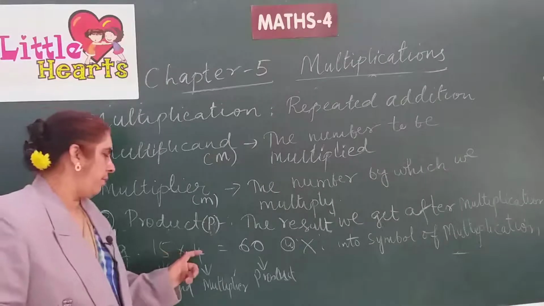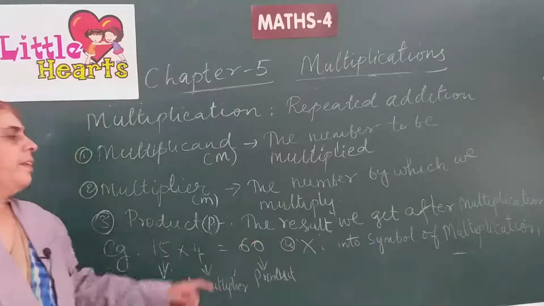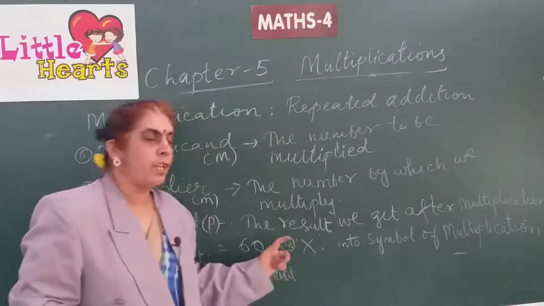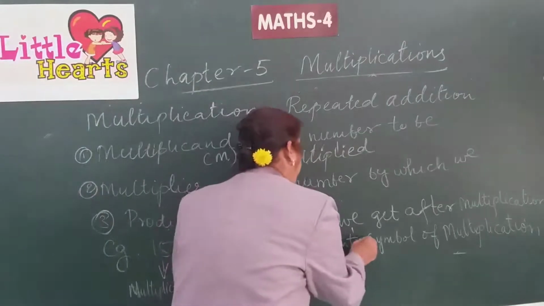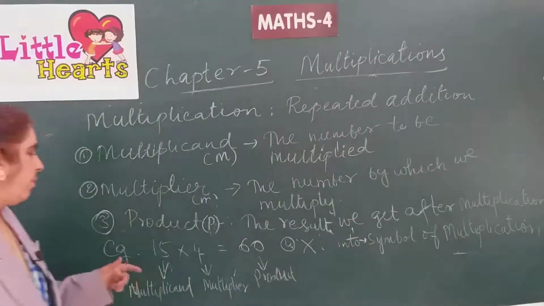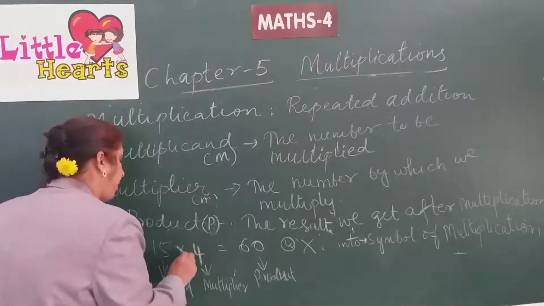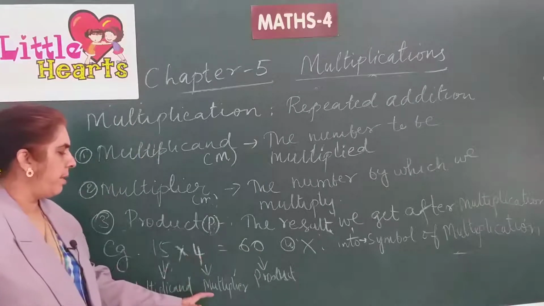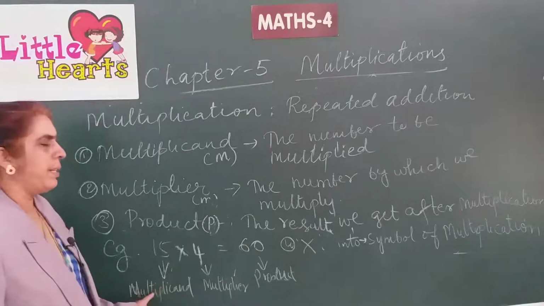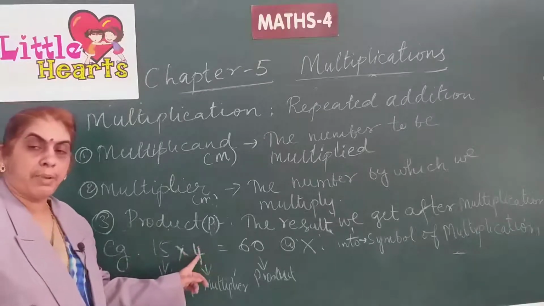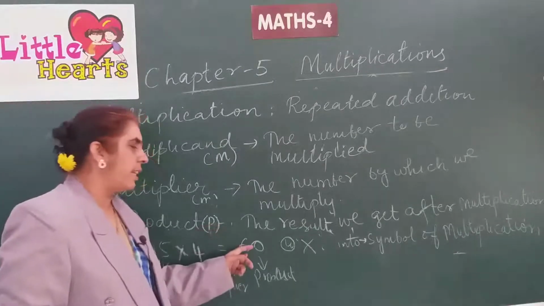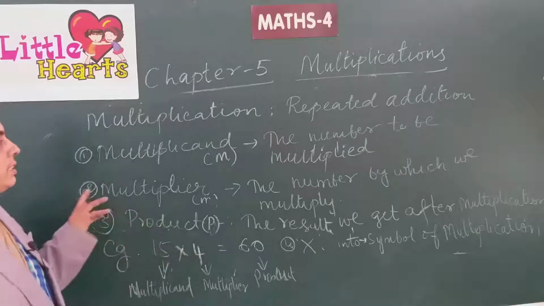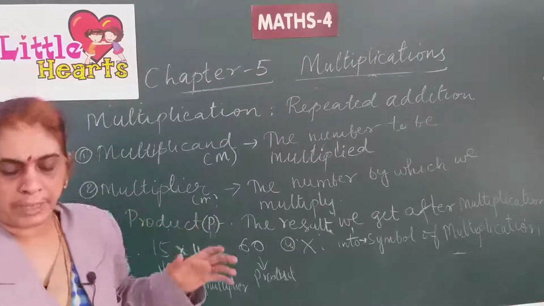Example, 15 into 4 is equal to 60. Into is the symbol of multiplication, it's a cross and we read it as into. 15 multiplied by 4 is equal to 60. 15 is the multiplicand. 4 is the multiplier. This is the number to be multiplied. This is the number by which we multiply. This is the answer or the result after multiplication. That is product. These are the terms related to multiplication.